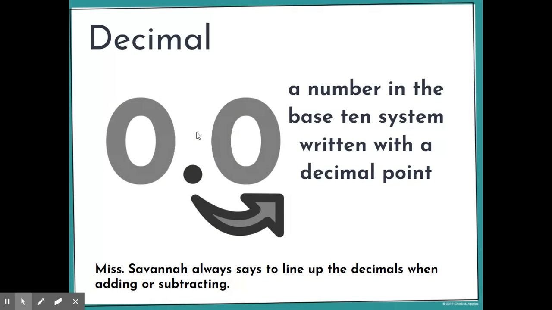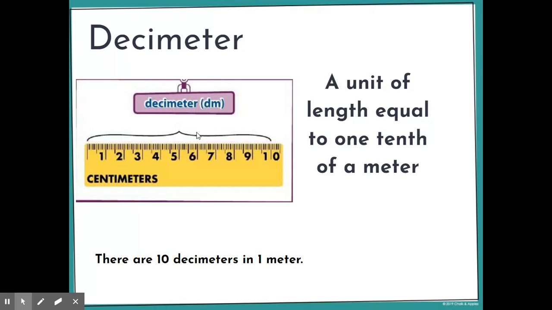Decimal, a number in the base 10 system, written with a decimal point. So you guys work with decimals in math. Miss Savannah always says to line up the decimals when adding or subtracting. Decimeter, that's a unit of length equal to 1/10 of a meter. So there's 10 decimeters in 1 meter.